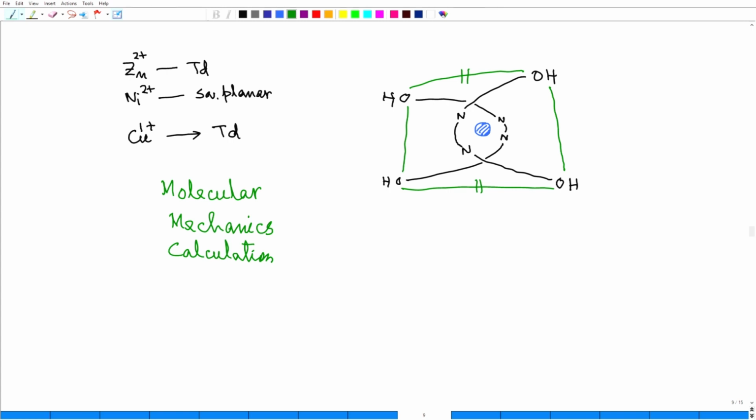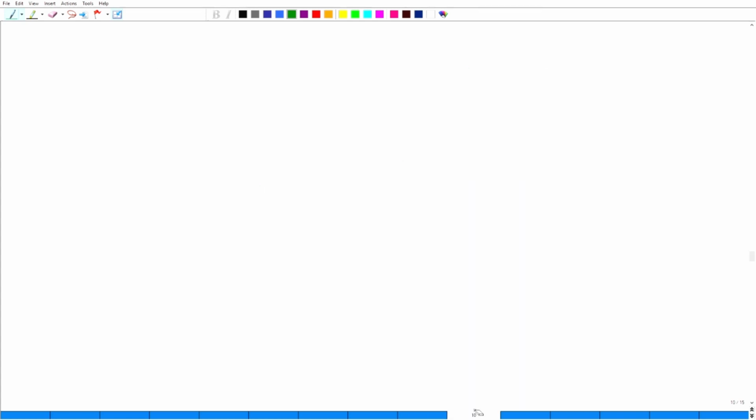So, after all these cartoons and all that, let me now start on the actual compound that was used. Okay. So, here I will write a phenanthroline.